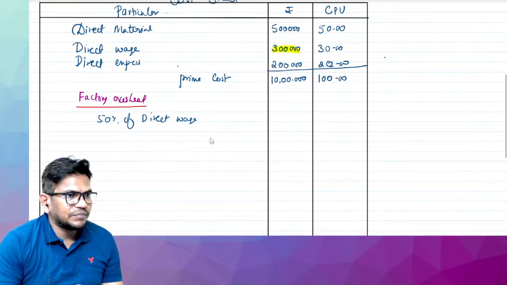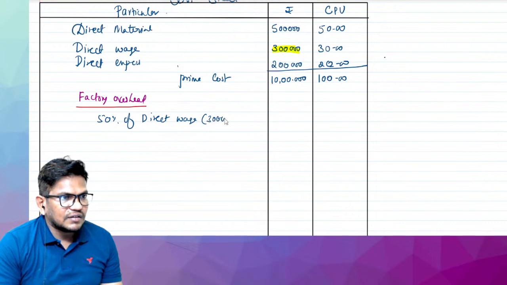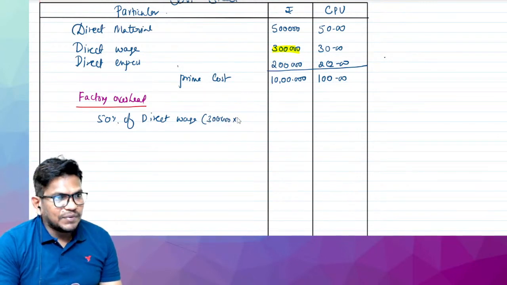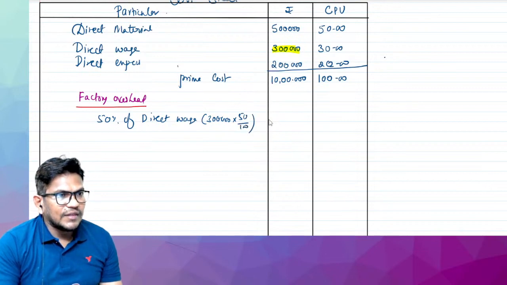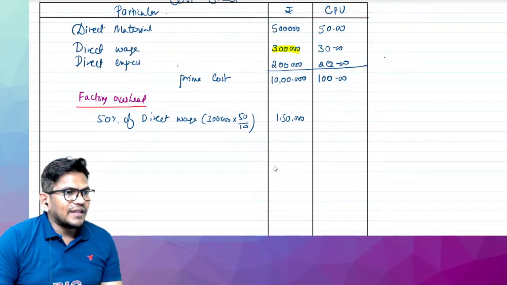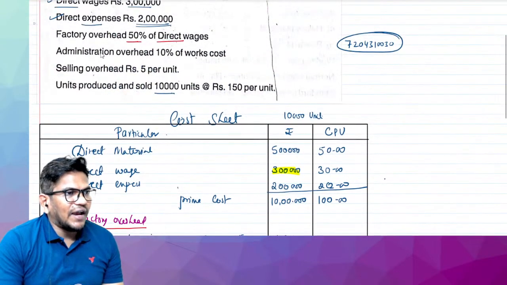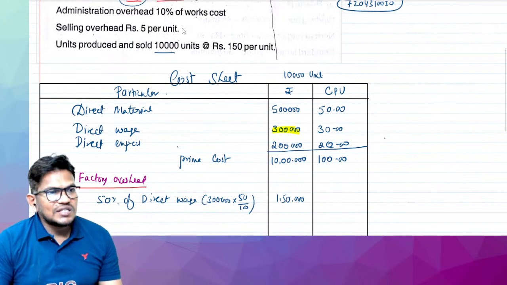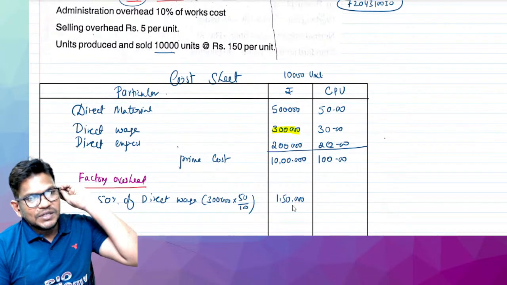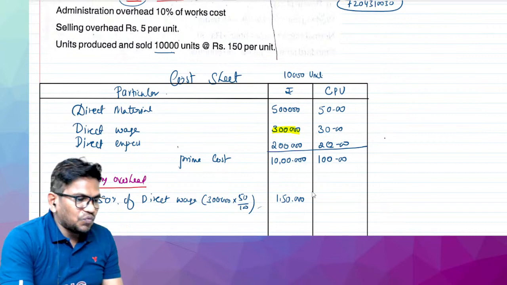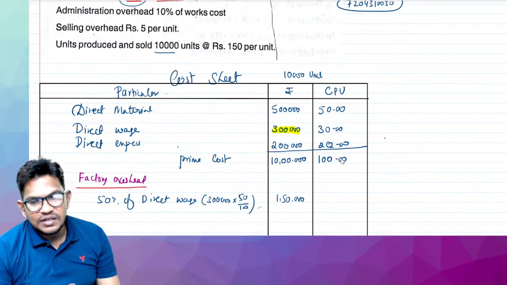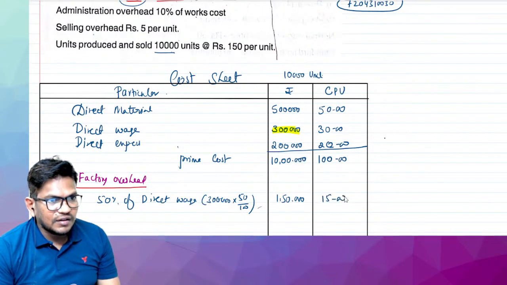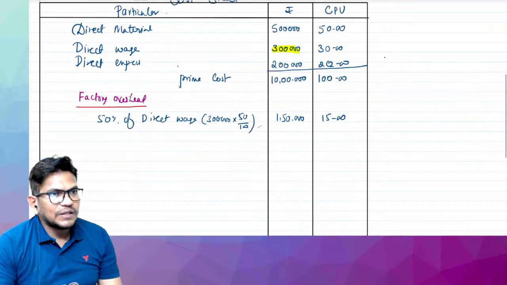50% of this will be 3 lakh multiplied by 50%. That comes 1,50,000. Okay? Just have a look here. Factory overhead 50% of direct wages. So direct wages is how much बच्चों? 3 lakh. 3 lakh का 50% कितना हो जाएगा? 1,50,000. So 1,50,000 divided by 10,000 कितना होगा जी? How much it is? Here it is 15. Okay? चलो perfect.